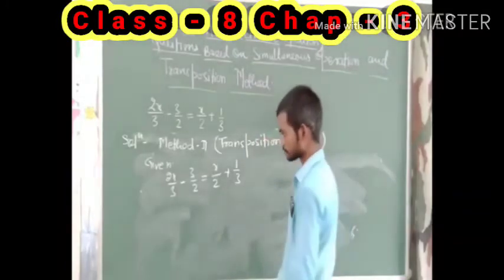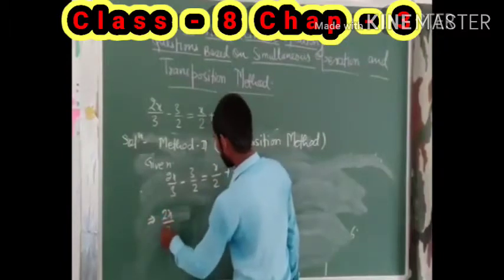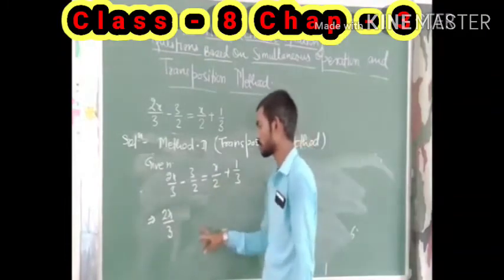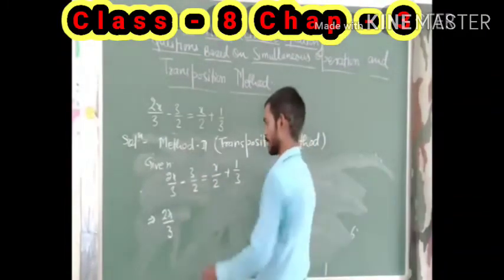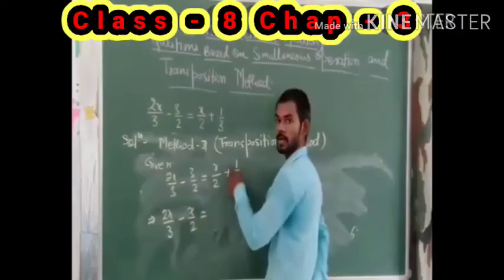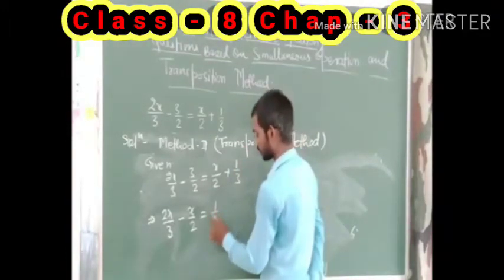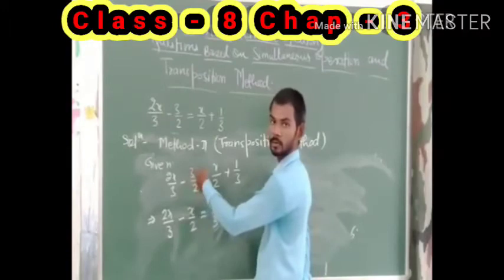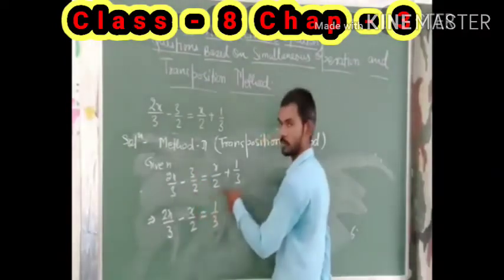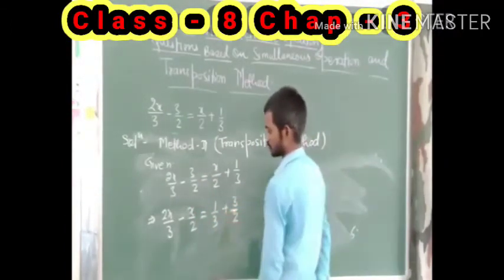So let's see. First we write 2x upon 3. Here x upon 2 is with a positive sign. So when it goes to the left hand side, it will become negative and we get minus x upon 2. And 1 upon 3 will remain as such, so we write 1 upon 3. And here we can see that 3 upon 2 is with a negative sign. So when it crosses the border, it becomes positive and we get 3 upon 2.